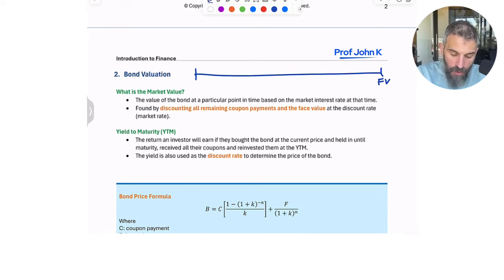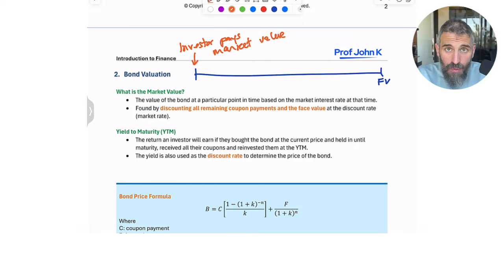But when you're buying the bond, you're not buying it at the end, you're buying it at the beginning. And you're paying the market value. So the investor will pay the market price. Investor pays market value when they buy the bond. And we're going to see later on that the market value could be more than the face value, it could be less than the face value, it could be equal to the face value, but it is not necessarily equal.